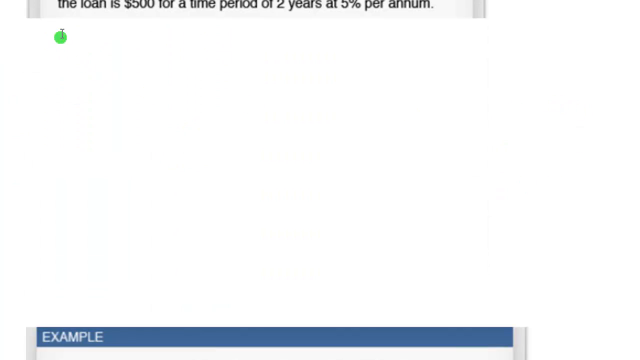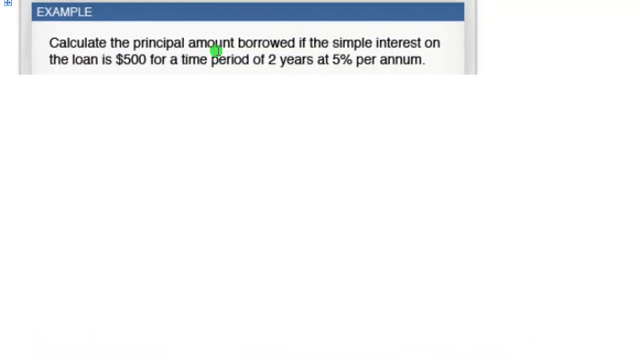Okay, this one says calculate the principal amount borrowed if the simple interest on the loan is $500 for a time period of 2 years at 5% per annum or per year. Okay, so we're looking for P. We don't know what that is. That's our unknown, okay? We know the interest, which is 500. We know the time period is 2 years. And we know the rate, which is 5%.